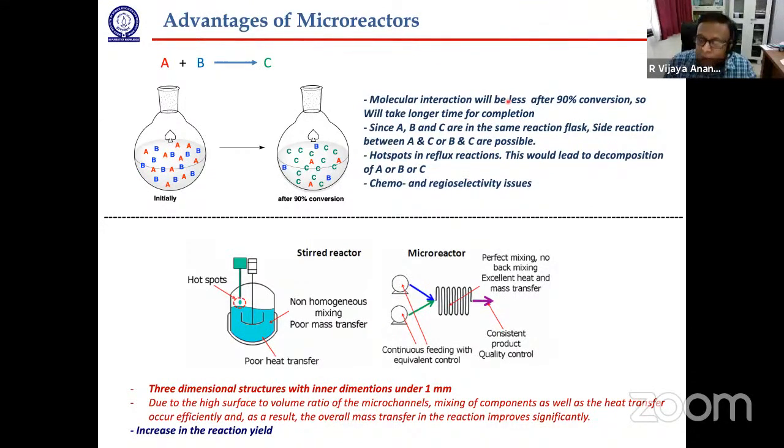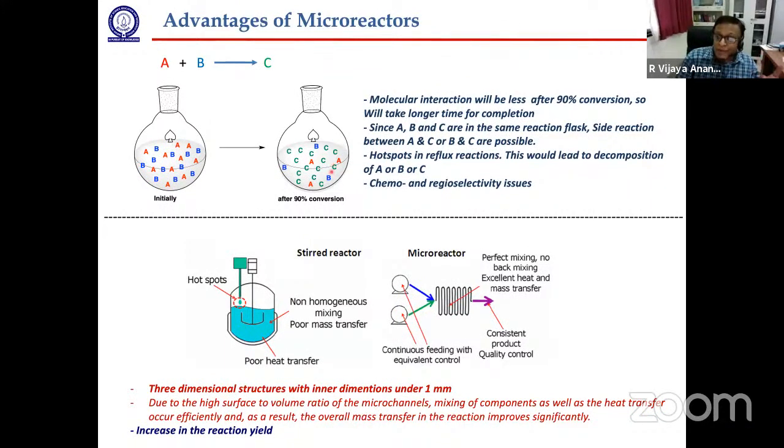And another problem with the batch reactor is that since A, B, and C are in the same reaction flask, side reactions between A and C or B and C are possible. Suppose C has multiple functional groups that are incompatible with A and B, then side reactions are possible. So that would lead to a lot of byproducts.